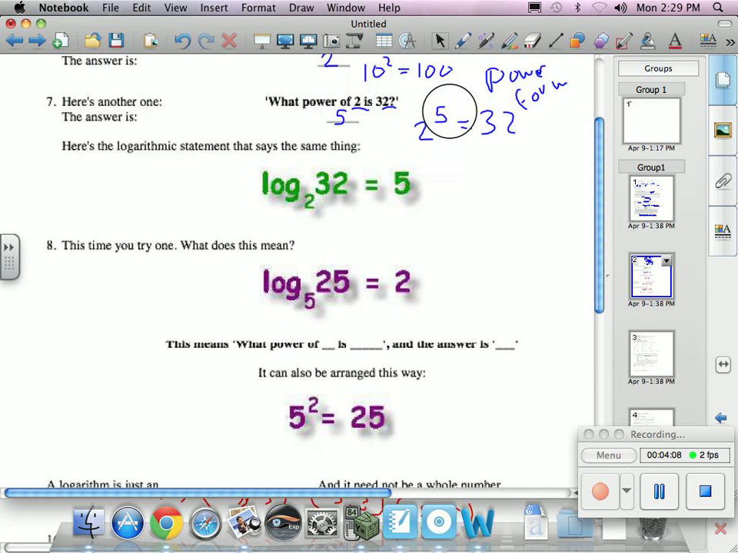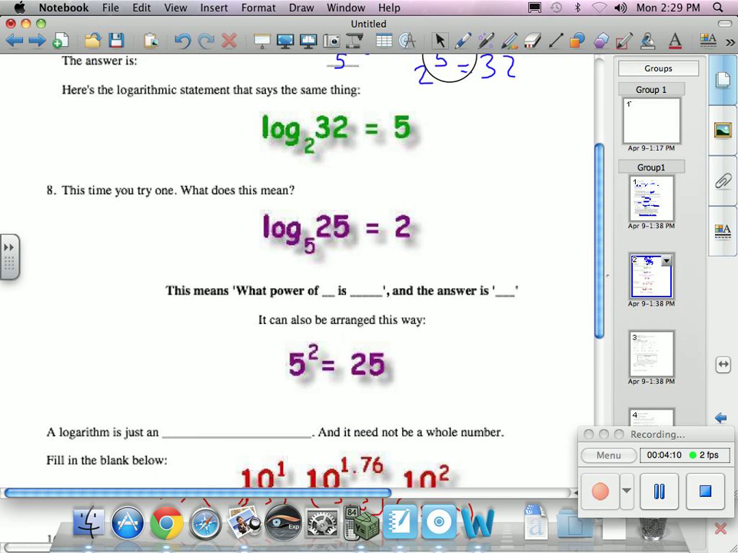Let's move down just a little bit. Here's a logarithmic statement that says the same thing. Log base 2 of 32 equals 5. So we say this is the exponent, this is the argument, and this is the base.